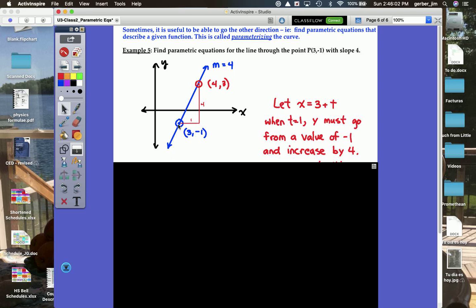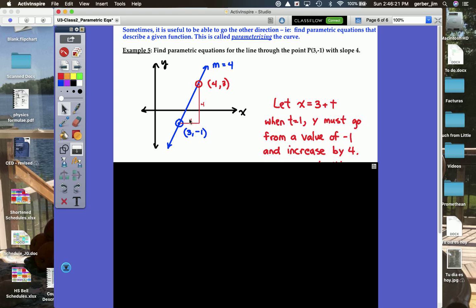My line has a slope of 4, which means every time I go over 1, I go up 4. So for example, I can see that I'm going to also hit the point (4, 3). If I go over another one, I go up another 4, so I'm also going to hit the point (5, 7), and so on and so on. How do I get the parametric equations?